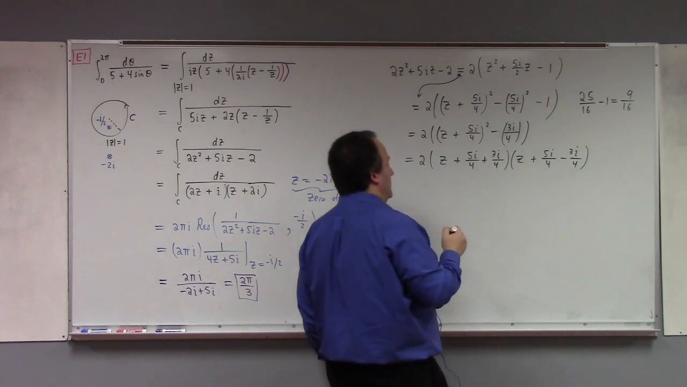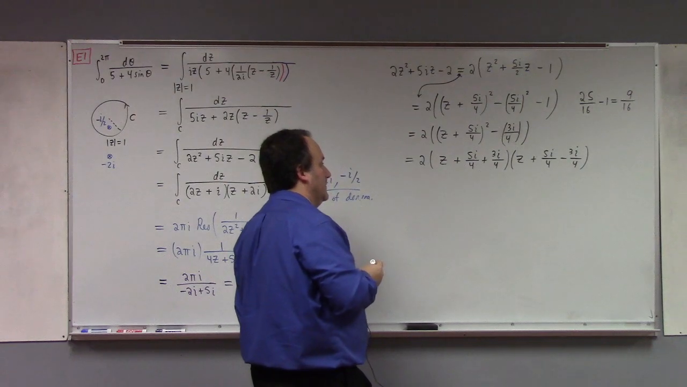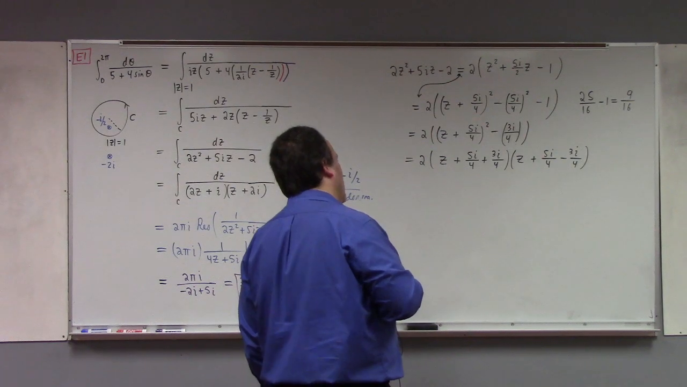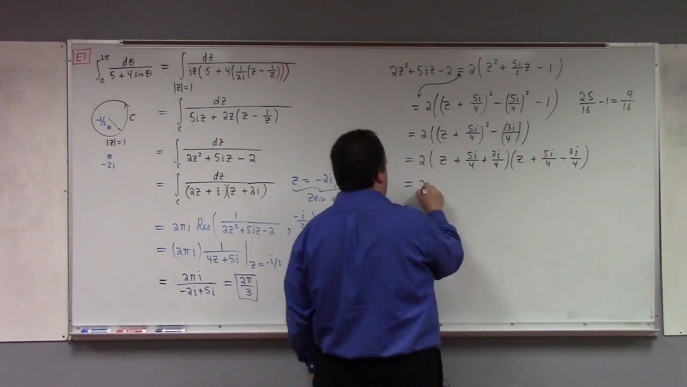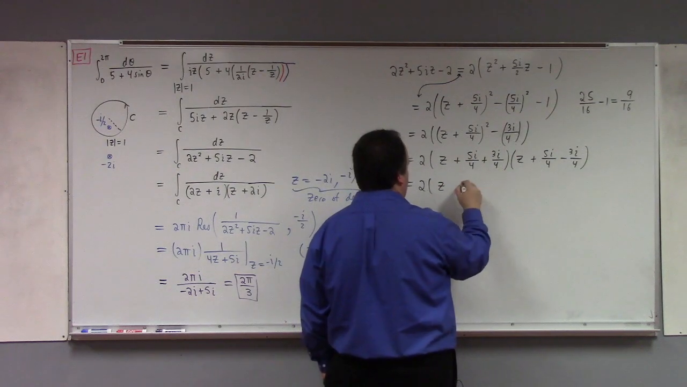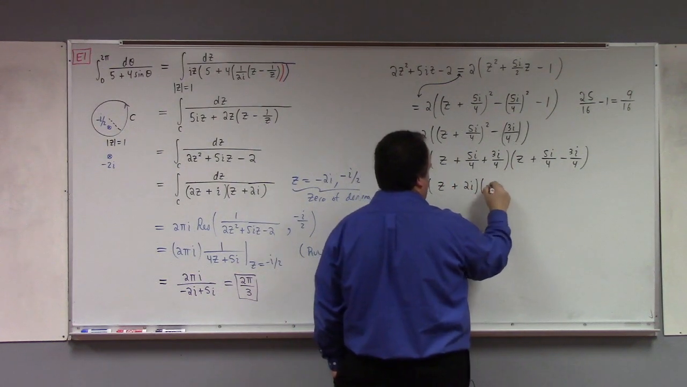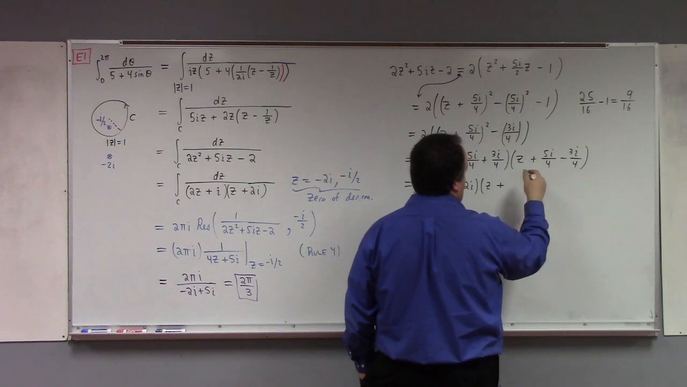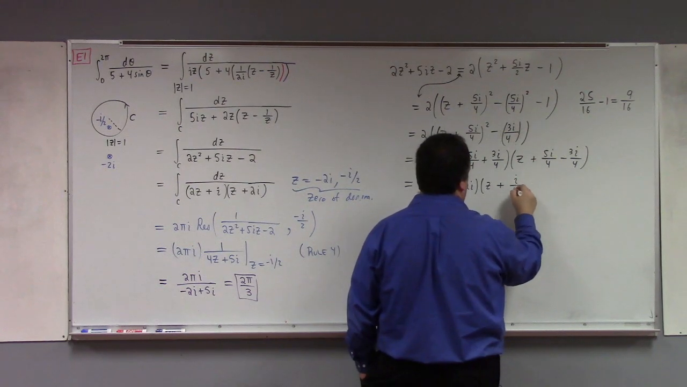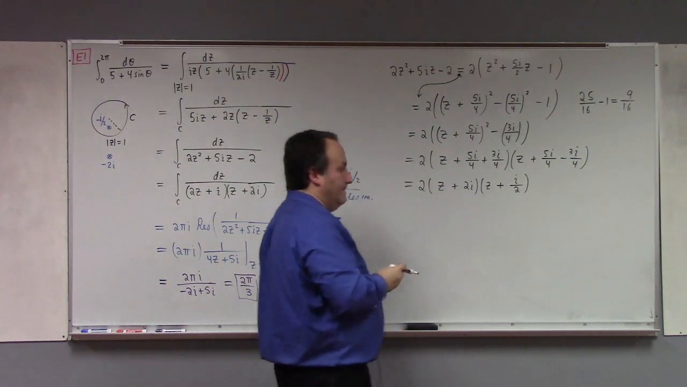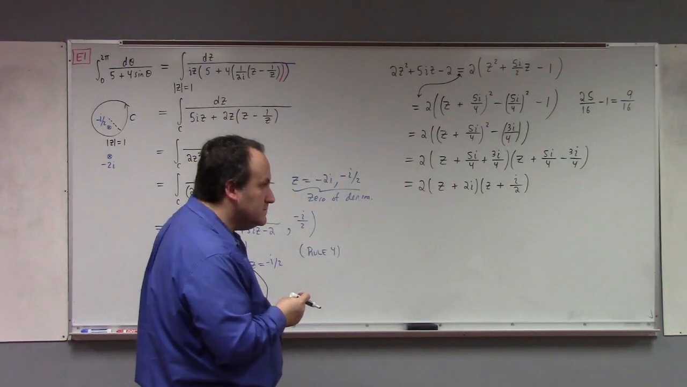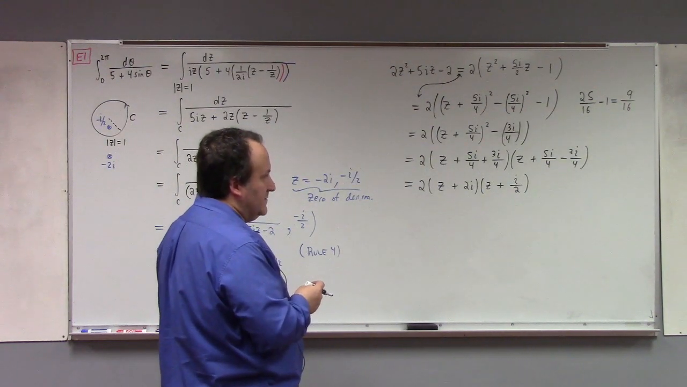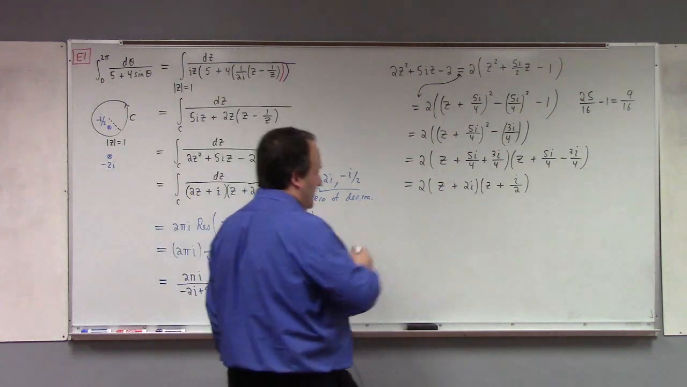All right. Yeah, that's better. So then this becomes 2 times z plus 2i, and over here we've got z minus, rather plus, i over 2, right? Five fourths minus 3/4, 2/4, right? And then multiply the 2 over to here.